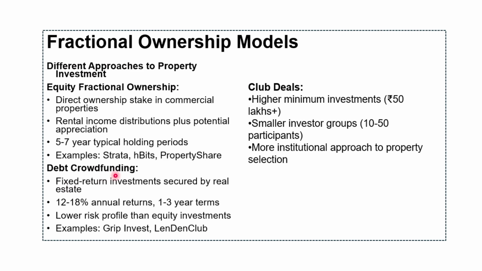We have debt crowdfunding, which offers fixed return investment secured by real estate collateral. So, returns typically range from 12 to 18% annually, with a short term of 1 to 3 years. This represents a lower risk profile than equity investment, since debt holders have priority in case of problems. Examples would include Grip Invest and LenDenClub. So there are these new platforms.